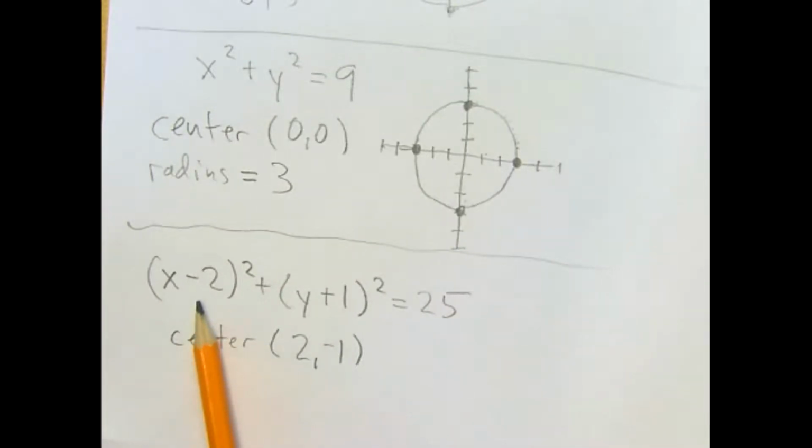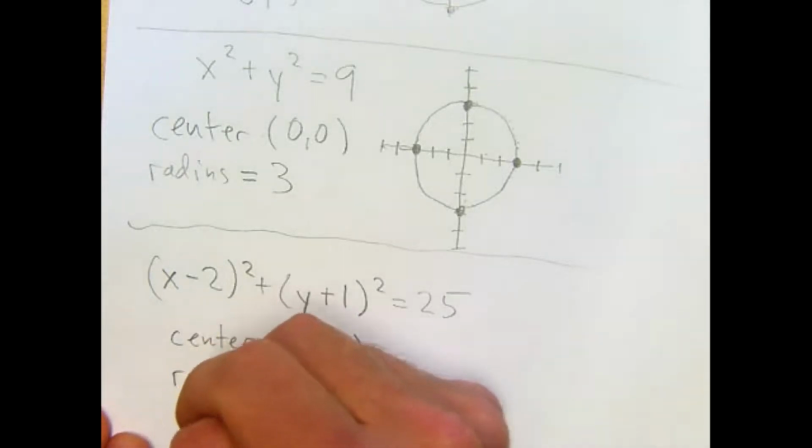Okay, it's actually the opposite sign of this, okay? If this is a -2 here, that's going to shift it and put the center at 2. If this is a +1, it's going to actually put the y center at -1. The radius, though, is the same thing we looked at up above there.